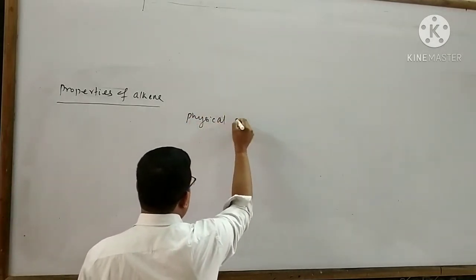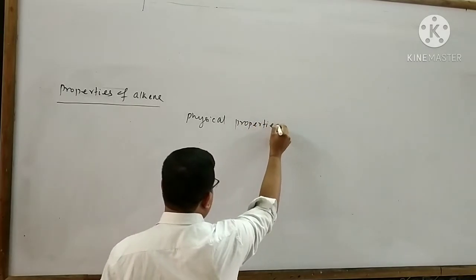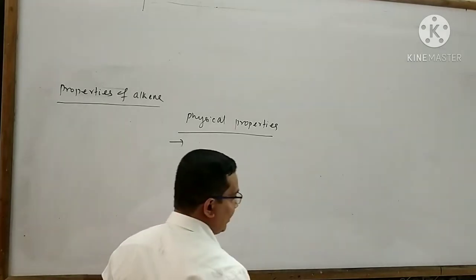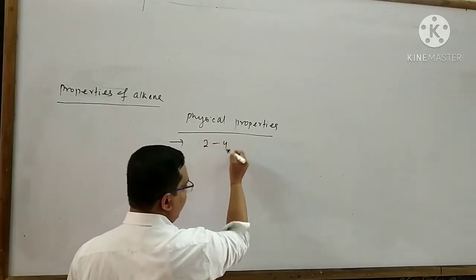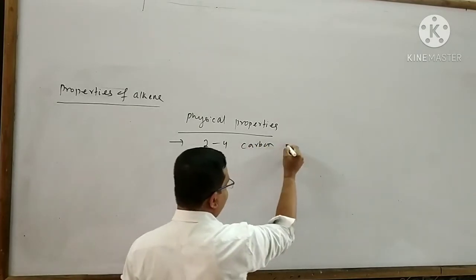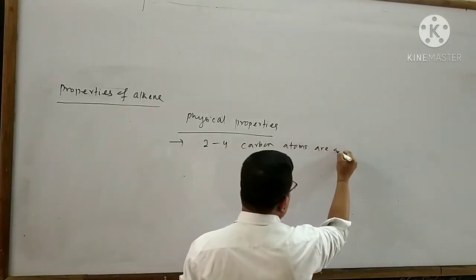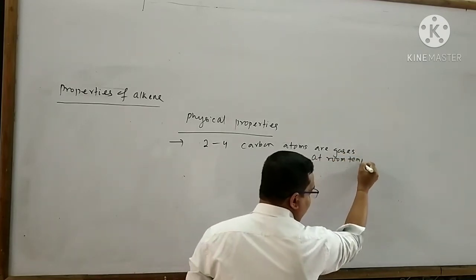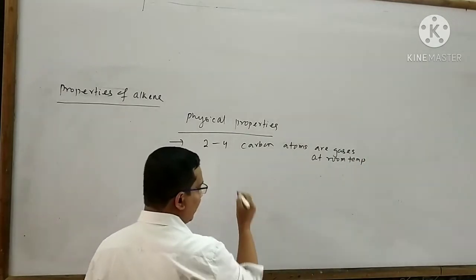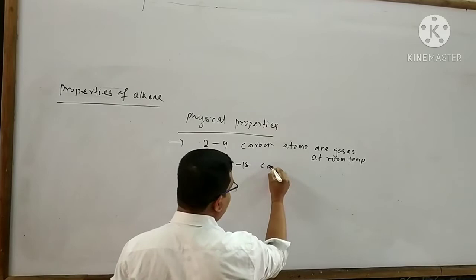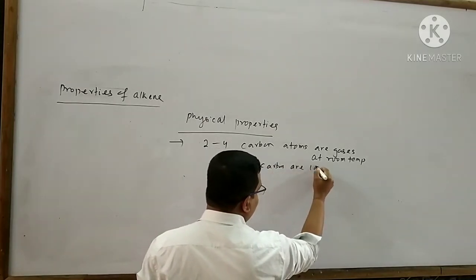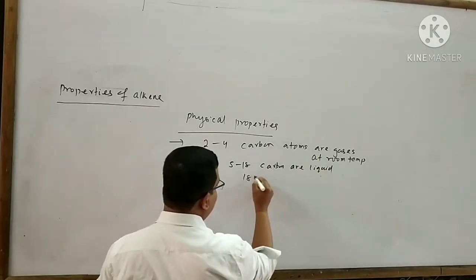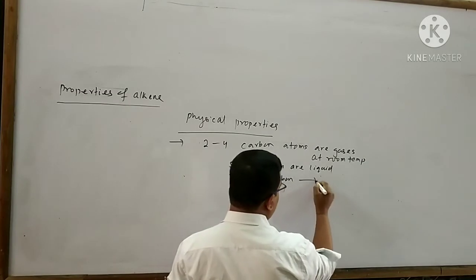physical properties of alkenes. Remember the first point: the unbranched alkenes containing 2 to 4 carbon atoms are gaseous at room temperature, and those containing 5 to 18 carbon atoms are liquid, while those containing more than 18 carbon atoms are solid.